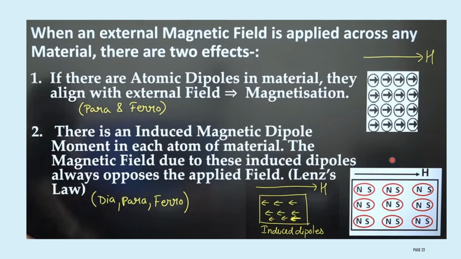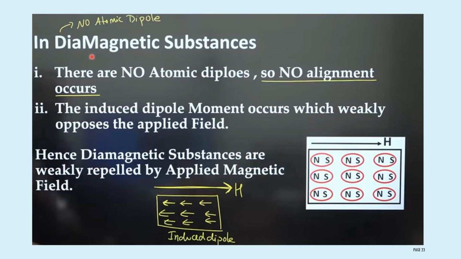By the application of an external magnetic field, each atom of the material will get an induced magnetic dipole. Because of this induced magnetic dipole, it will generate a magnetic field. But this field always opposes the applied field. This one we will call Lenz's law. This property you can observe in diamagnetic, paramagnetic and even ferromagnetic material also. Let us discuss, when you apply an external magnetic field, which effects you can observe in the case of a diamagnetic substance.